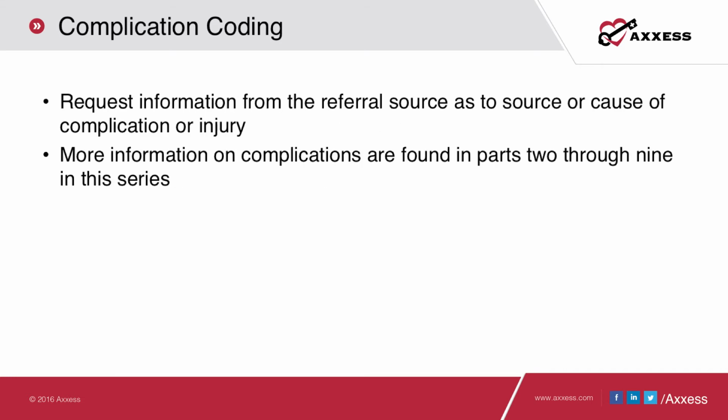If you're having a difficult time coding the complication, you may have to request information from the referral source as to the source or the cause of that complication or injury. For example, you may know that they have a traumatic brain injury, but in order to code that properly, you might need to know if that brain injury occurred due to an automobile accident, or a fall from a horse, or a fall down the stairs, and so on. So you may have to get that information through query. More information on complications is found in parts 2 through 9 of this series, as we mention complications in each body system in those webinars as well.